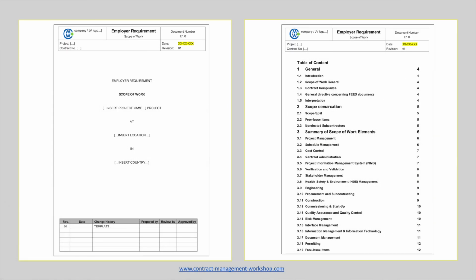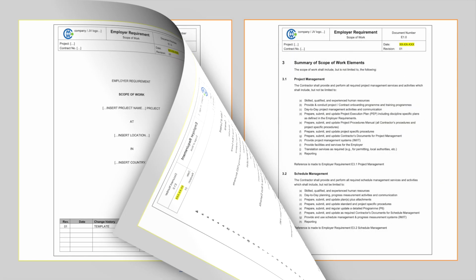The actual scope of work document describes what the contractor has to do. So if the contract price is a fixed lump sum price, then all activities and deliverables must be specified in the scope of work. Omissions can result in a variation or claim. The scope demarcation section is very important because this determines what is in the scope and what is not in the scope of work.